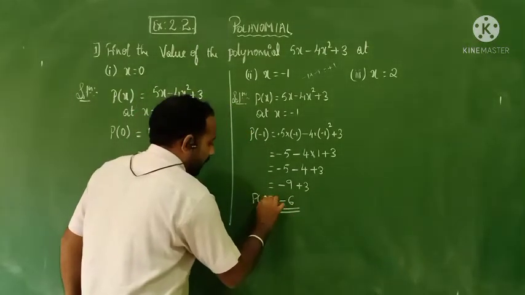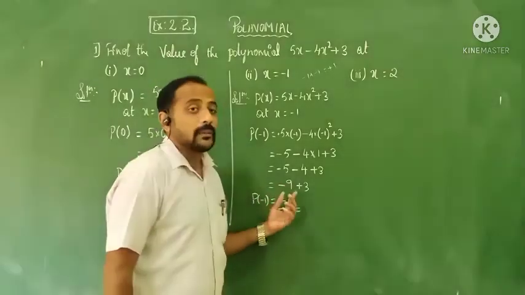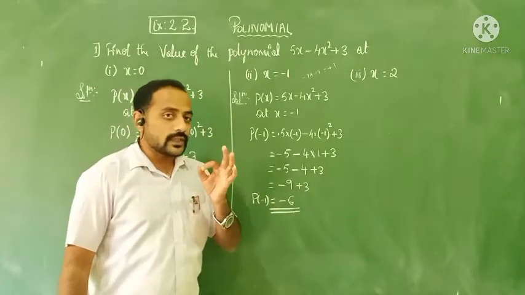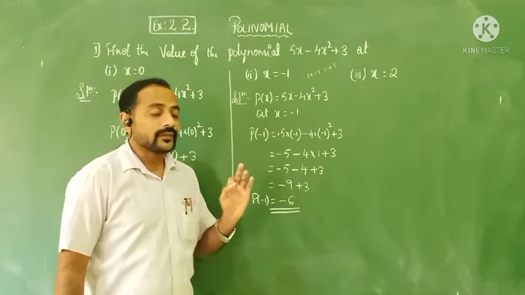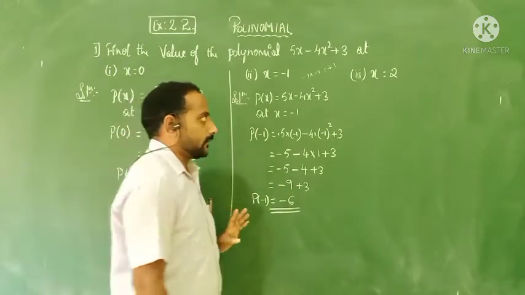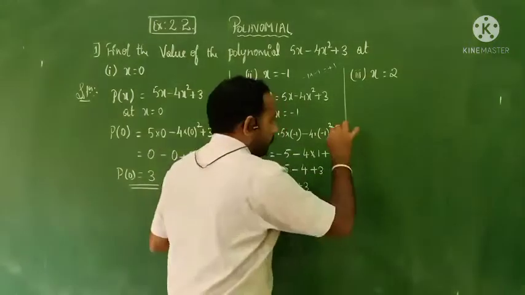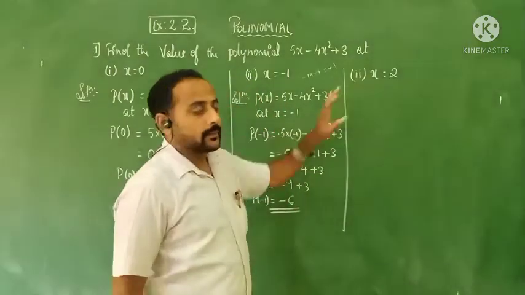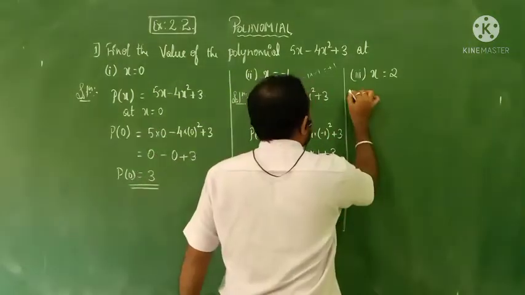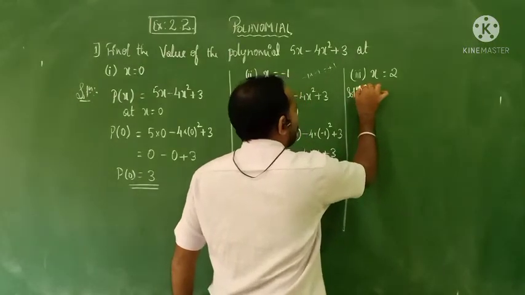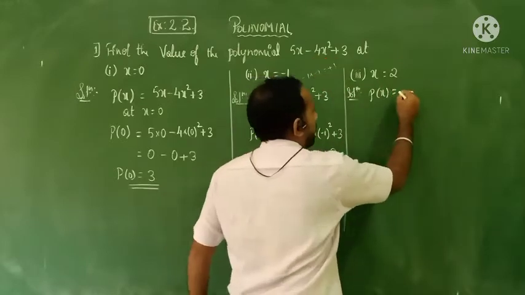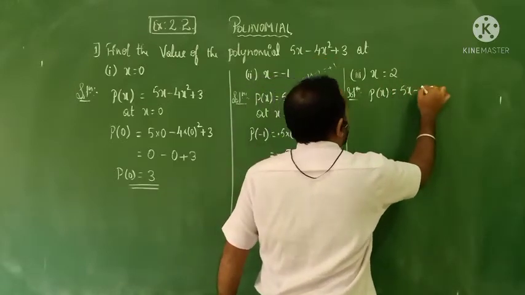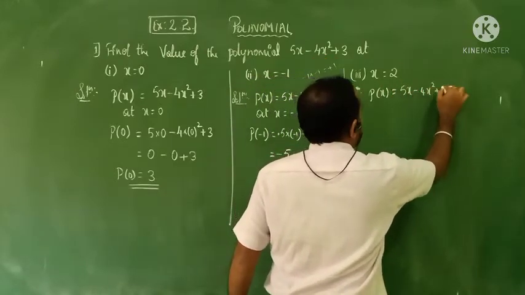So p of minus 1 is minus 6. This is very important because most of the students make a mistake while subtracting. That's why try to concentrate. Next, the third subquestion. Take p of x, that is the same 5x minus 4x squared plus 3.